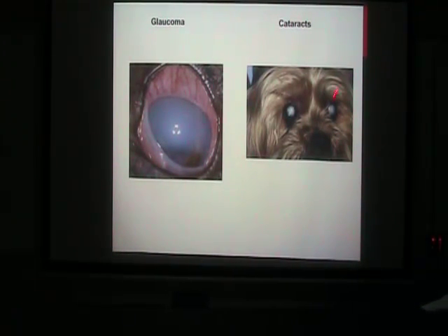And the other one is cataracts, which is where the lens of the eye becomes occluded so that the animal can't see. And there's surgery that can correct that.